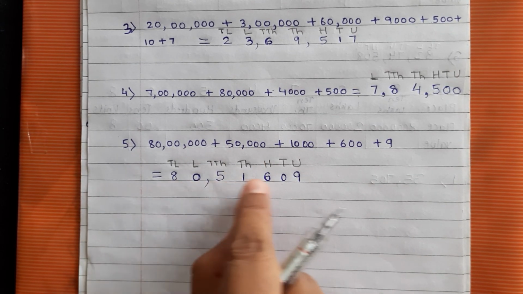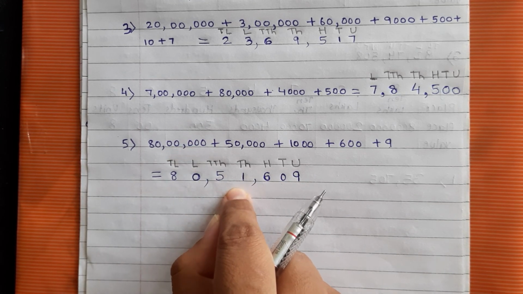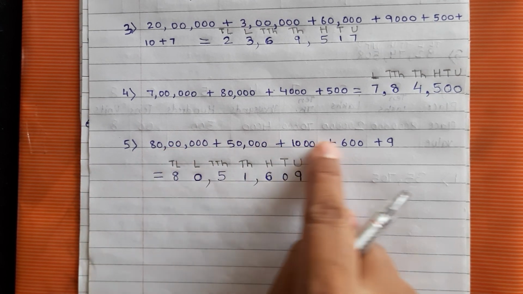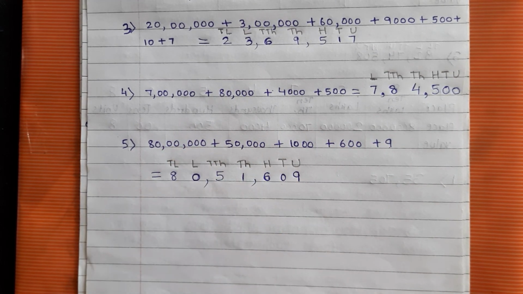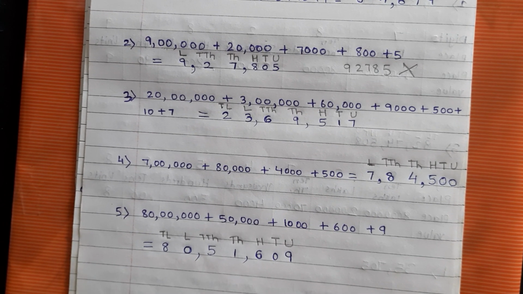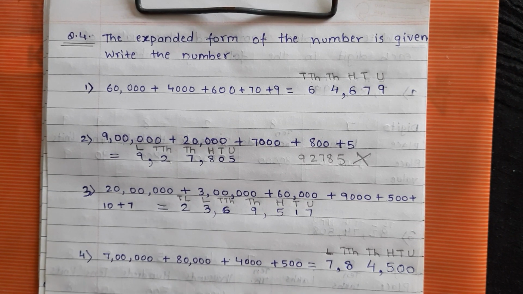Okay, so this is our 7-digit number. And our answer will be a 7-digit number. How we can say this? By looking at the biggest number in this expanded form. Understood? So question 3 and question 4 also you have to complete in your notebook. Understood? Thank you.